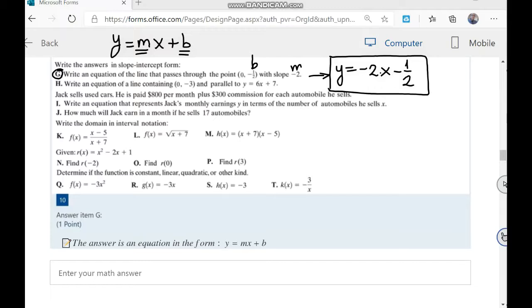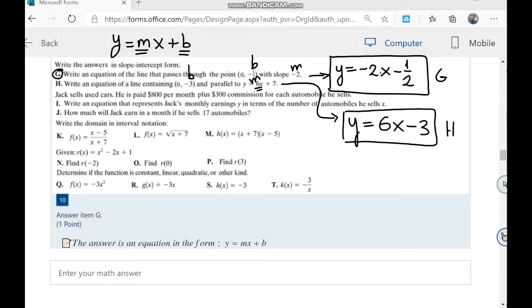For letter H, write an equation of a line containing the point x equals 0, y equals negative 3. Again, this is the y-intercept, and negative 3 is b. And it's parallel to y equals 6x plus 7. If the lines are parallel, they have the same slope. That means the slope is going to be equal to 6. The equation of this line, I'm going to write down here. This is g, and now I will write down h. Y equals m, which is 6, times x, and b is negative 3. This is for h: y equals 6x minus 3.